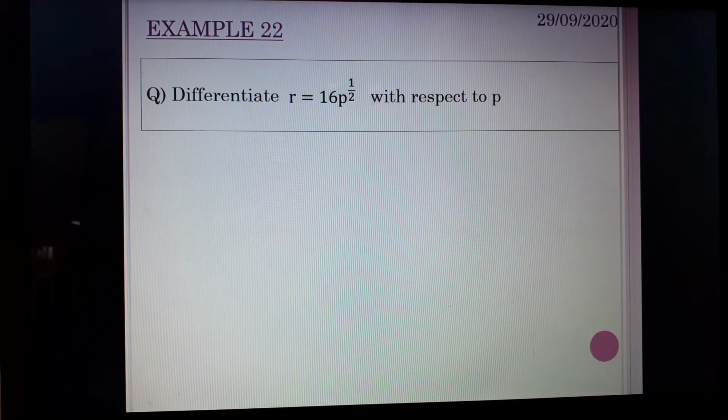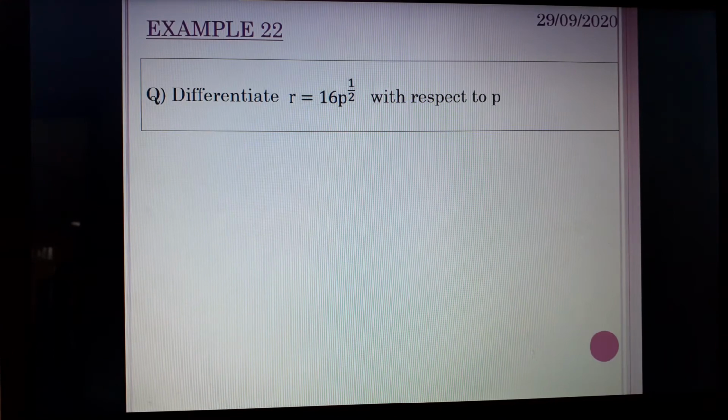Okay, so next question, we're going to be asked here, differentiate r, which is equal to 16p to the power of a half, with respect to p. So we're asked to differentiate r, which is this function here, with respect to p.